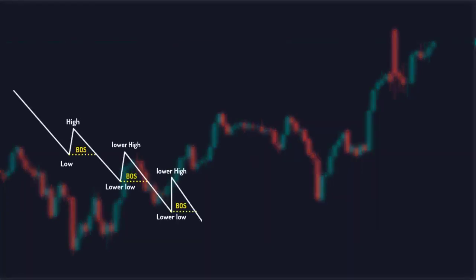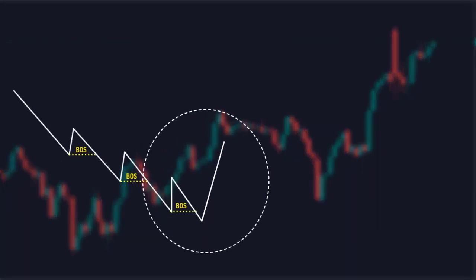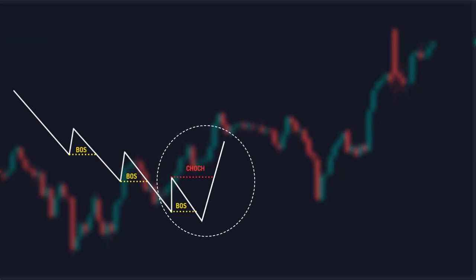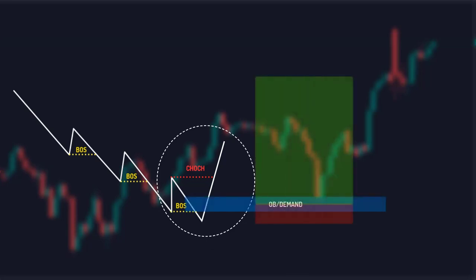As you can see here, there is a downtrend where the price couldn't make a lower low, and finally the price breaks its last high and eventually makes a change of character. In cases like this, after the formation of the change of character, we are looking for the opportunity to enter into a trade by using the order blocks.